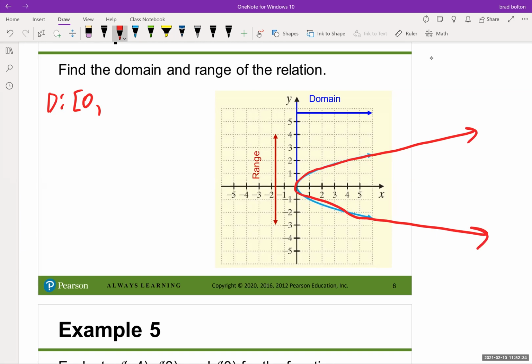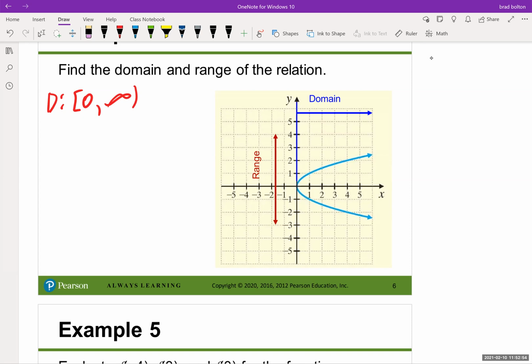We know that this graph will go to infinity, but we can never quite make it to infinity. So we put a parenthesis symbolizing that we never make it, but we can get so close you can't tell. Okay, you're so close to infinity, you just keep going and going until you get infinitely close, but you never quite touch infinity. Okay, now the range is kind of weird.